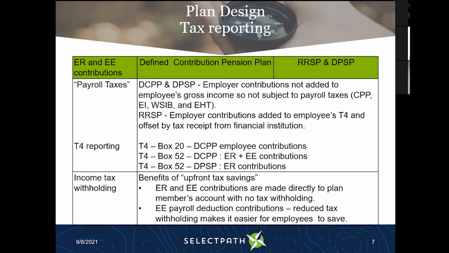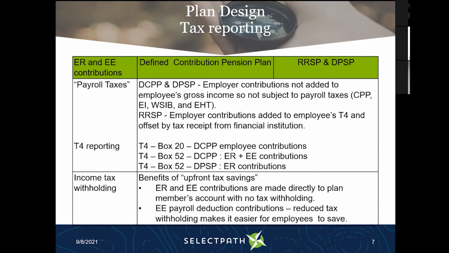And payroll taxes are government required insurance premiums, really. So Canada Pension Plan premiums, employment insurance premiums, WSIB premiums or workers' comp premiums, and employer health tax in Ontario. Whereas with the RRSP, the employer contributions are added to the employee's T4, and then it's offset by a tax receipt from the financial institution. So a group RRSP is really the same as paying the employee more in salary.